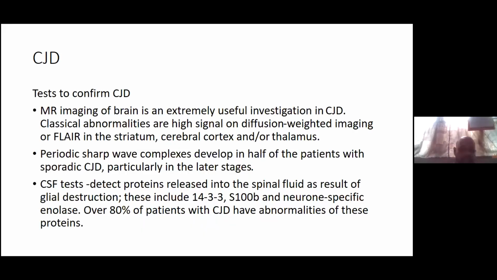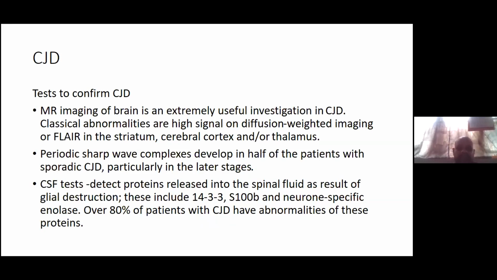How to confirm CJD? Often the MRI or imaging is very useful, where we see the classical abnormalities involving the striatum and the cerebral cortex, as well as the thalamus. The EEG may show periodic sharp and wave discharges at a 1 Hertz periodicity. But this is often seen fairly late in the disease.